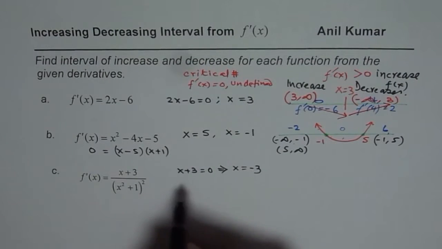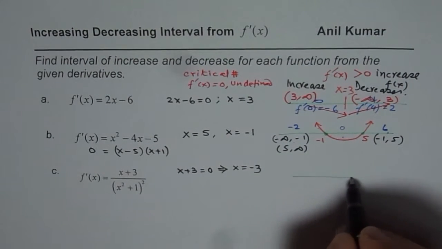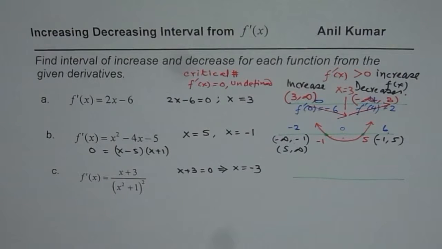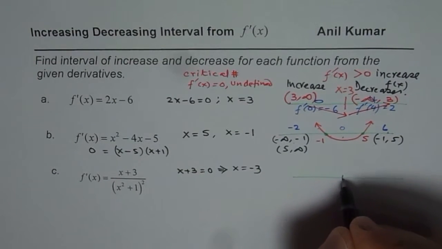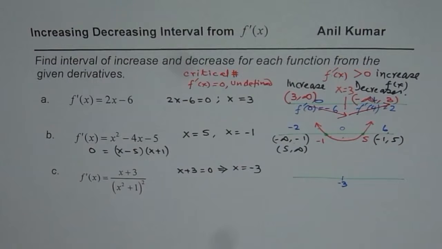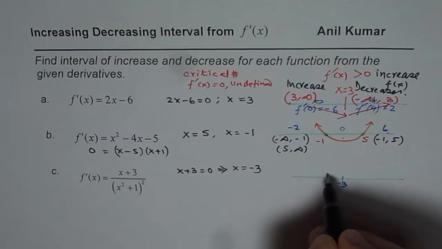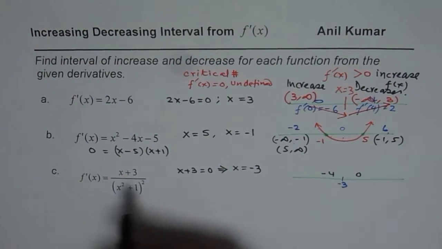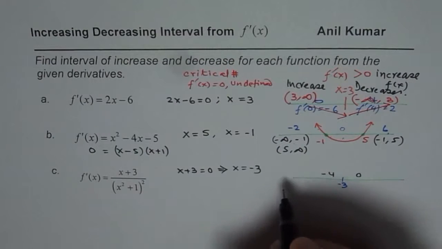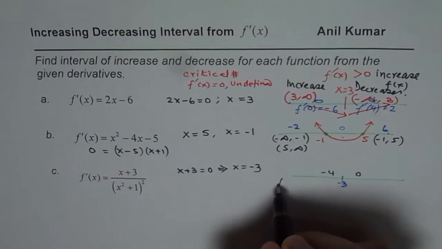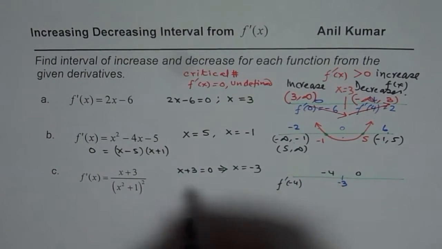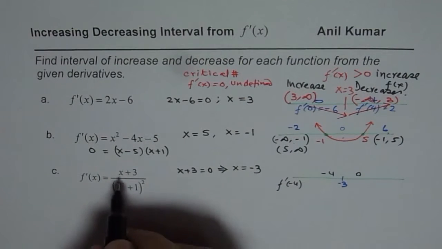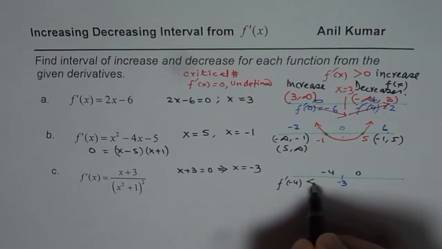So in the third case, let us do the same analysis. Here, the critical number for us is minus 3. Let us say this is minus 3 for us. Now, if I take a test point on the left side of minus 3, let it be minus 4. On the right side, we could take 0. Then the derivative f dash of minus 4 is going to be negative, right? It is negative. So we'll say it is less than 0.